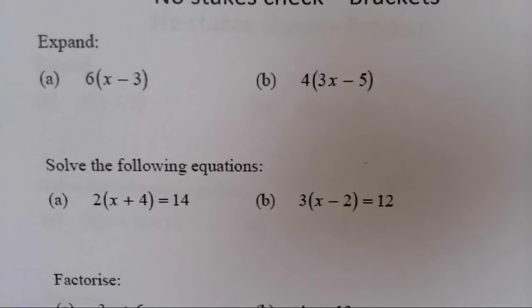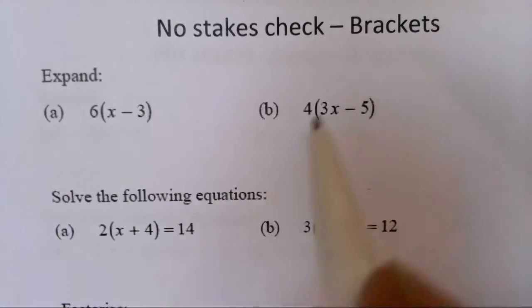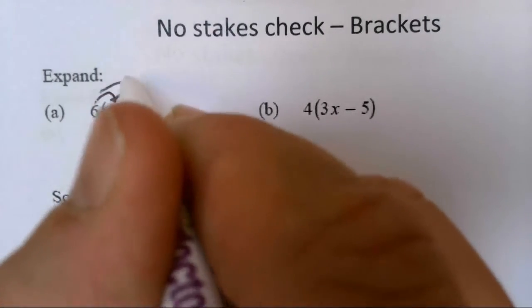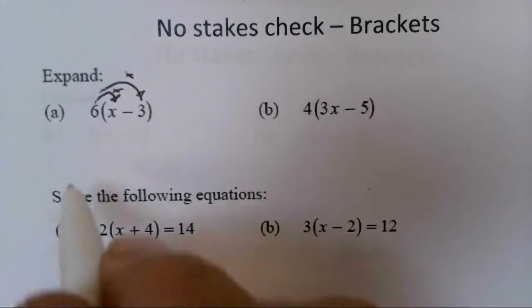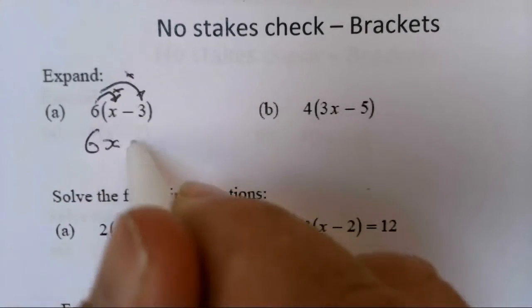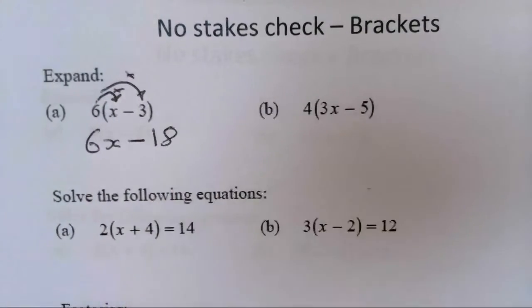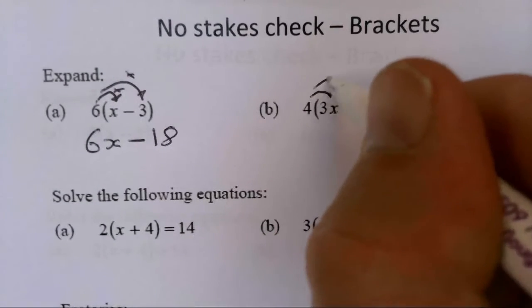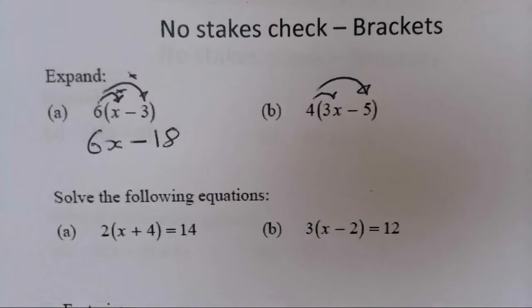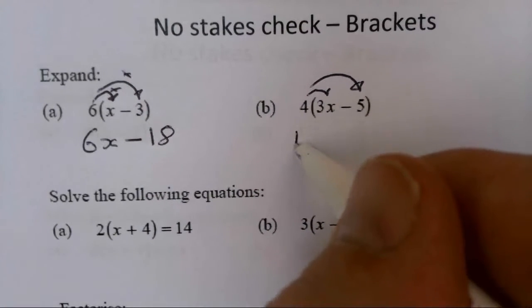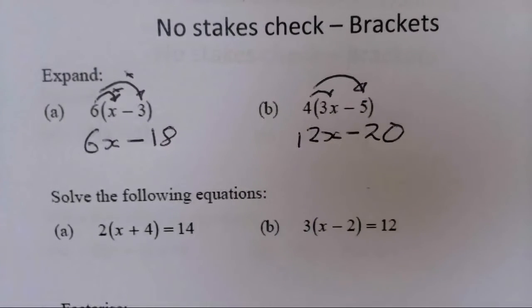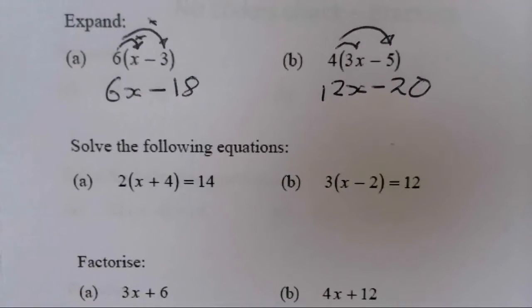Question 1, we're expanding brackets, so no stakes check on brackets. So just going to multiply the term outside by each term inside. So that's going to give me 6x minus 18. Next one, multiply the term outside by each inside. So that's going to give me 12x take away 20. Mark with a green pen.